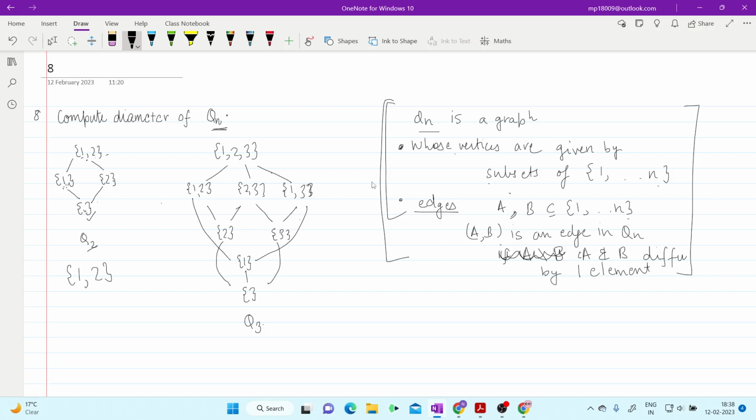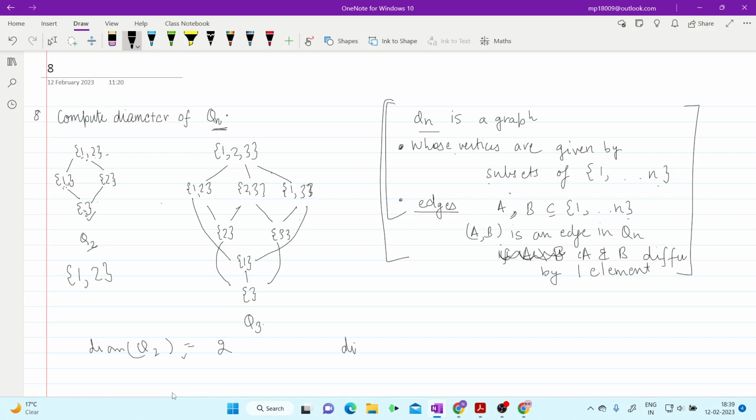Now we have to compute the diameter of Qn. Can anybody tell what is the diameter of Q2? 2. Why? This is a simple diagram, so we can see the distances. The shortest distance between the empty set and 1, 2 is 2, and any other distance is 1. So we see that the diameter of Q2 is 2.